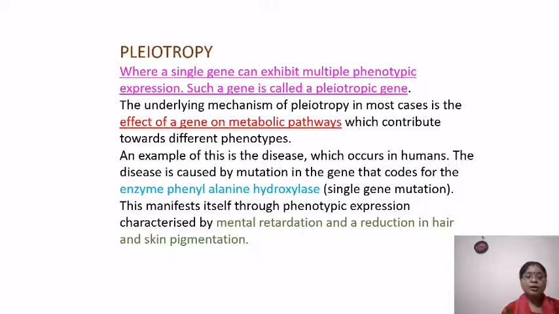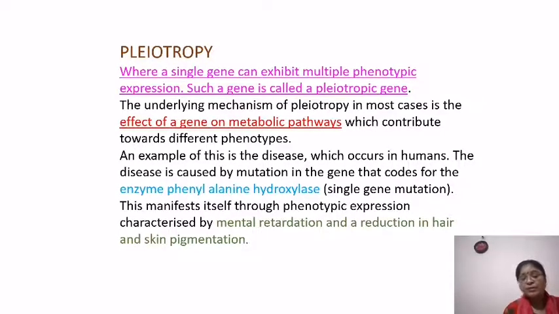So here it's a case of the effect of a gene on a metabolic pathway. Maybe it is forming a certain enzyme, and that enzyme has roles in different reactions, and therefore we are seeing different kinds of phenotypic effects. So a classical example in this case is phenylketonuria. What is happening in this disease? There is a mutation in the gene that codes for the enzyme phenylalanine hydroxylase.